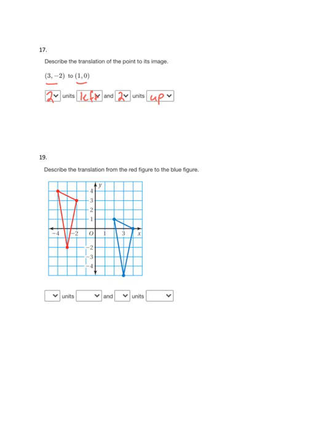And then we'll do the same thing with this last one where we have a translation drawn on the coordinate grid. The translation from red to blue, we have 1, 2, 3, 4, 5, 6 units to the right. And then 1, 2, 3 down, 3 units down.